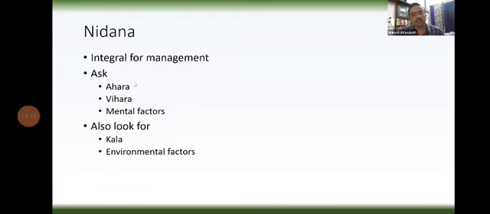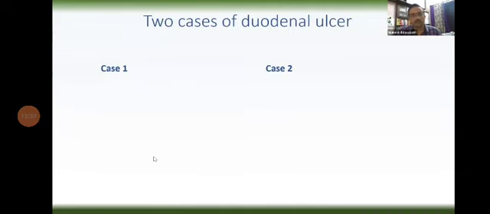So you have to ask about the ahara, vihara, mental factors immediately preceding the illness as well as over a prolonged time. For a prolonged time, say preceding 10 years, 15 years, etc. It's very important. Just like in the nervous system we ask about short-term and long-term memory, here we have to ask about the long-term as well as short-term exposure to Nidana. That's very important. And also you have to look for the Kala and the environmental factors.